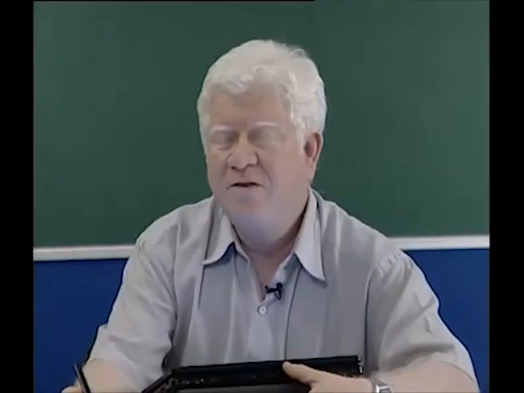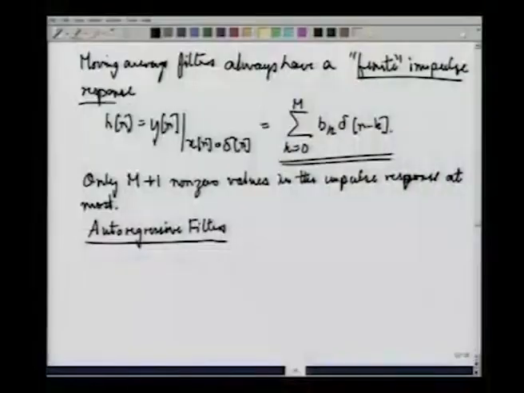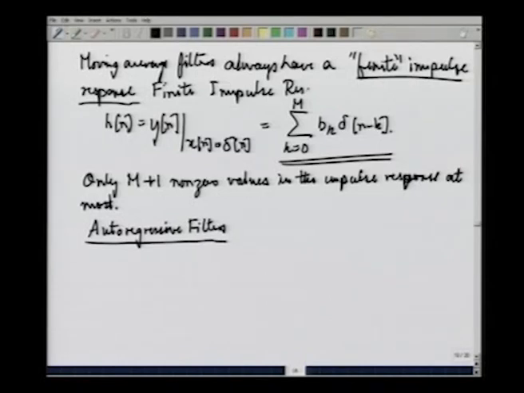Autoregressive filters are genuinely different from moving average filters. Moving average filters, as I said, have only a finite impulse response in this sense, that they have only finitely many non-zero values in the impulse response. That is why they are also called FIR filters, finite impulse response filters. The autoregressive filters, as it turns out, will have an infinite number of non-zero values in the impulse response.